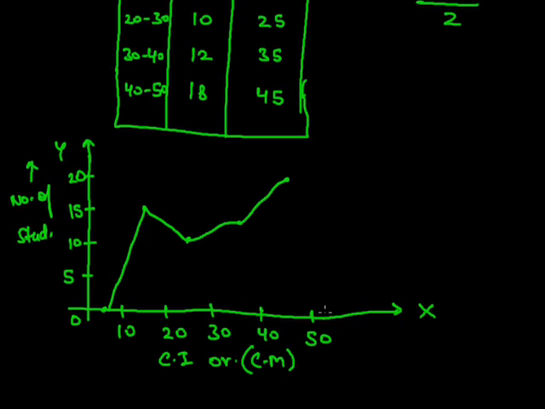In the same way, we will take the next class after 40 to 50, that is 50 to 60, and accordingly we take the midpoint, that is 55. Again the number of students is 0, so we will join it with the x-axis. So in this way our frequency polygon curve has been completed.